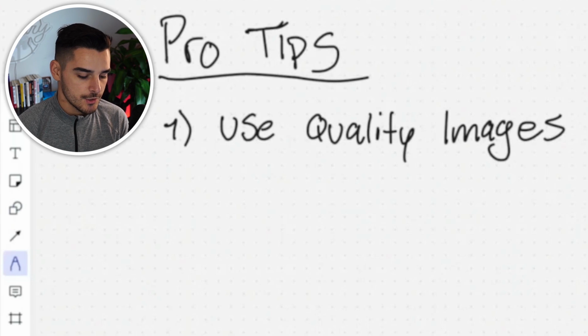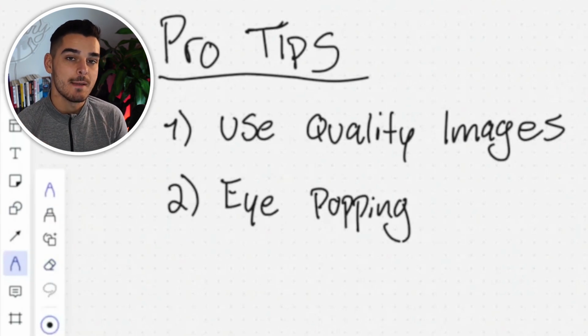It's going to work. If you want to go down the image option, here are some pro tips. Make sure you're using quality images. Tip number 2 is going to be make sure that it is eye-popping and it's not something that's boring. If I have a bunch of different images, what I honestly do is I'll put them all in a folder.